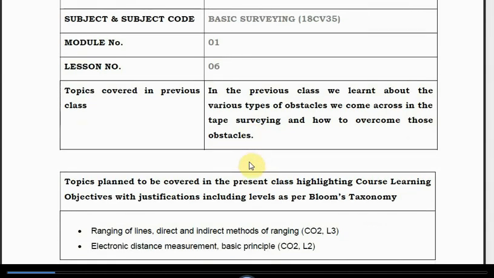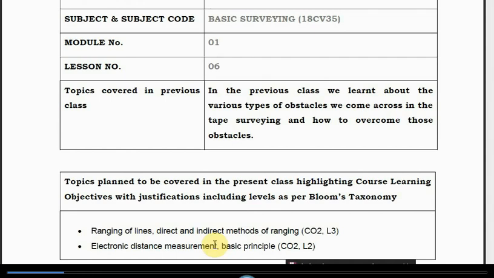Next, we'll start today's class. In today's class we'll be learning about two topics. First one is ranging of lines, and in ranging of lines there are two methods: direct ranging and indirect ranging. And the next topic is electronic distance measurement, and what is the basic principle of electronic distance measurement.